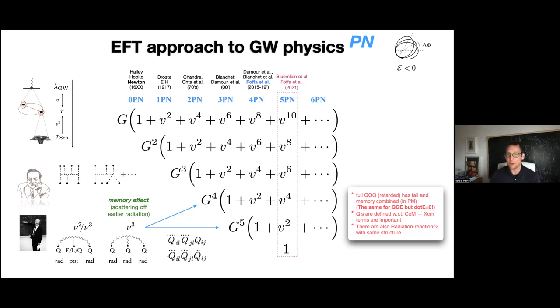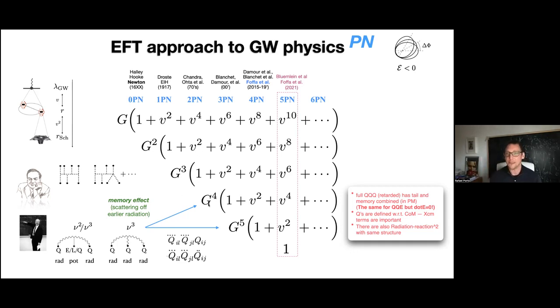Now, I don't have time because I only have half an hour to go through these details. I'm sure people are going to ask about them. But I want to emphasize that both the tails and the memories enter with this structure of three quadrupole moments in the effective theory, and they enter both at 4 post-Minkowskian and 5 post-Minkowskian order, at G to the 4 and G to the 5. And in fact, it's very important that these terms from tails are also here. And I'll get back to that.